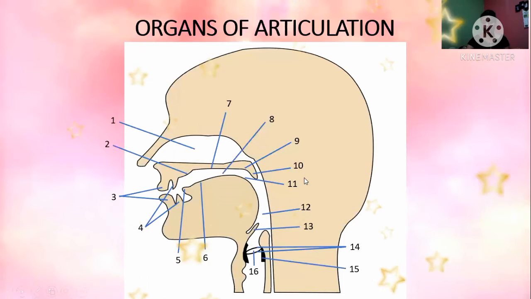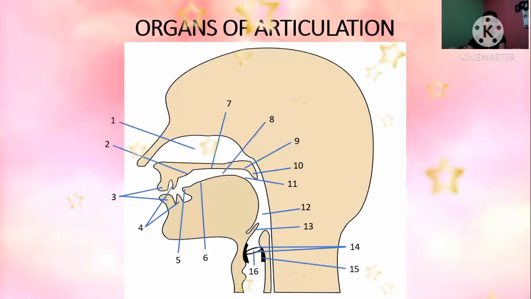In number 10, we have the uvula. The uvula is the thing that hangs down in the back of your throat, at the back flap of the soft palate. A uvular sound is produced by bringing the tongue back in contact with the uvula.